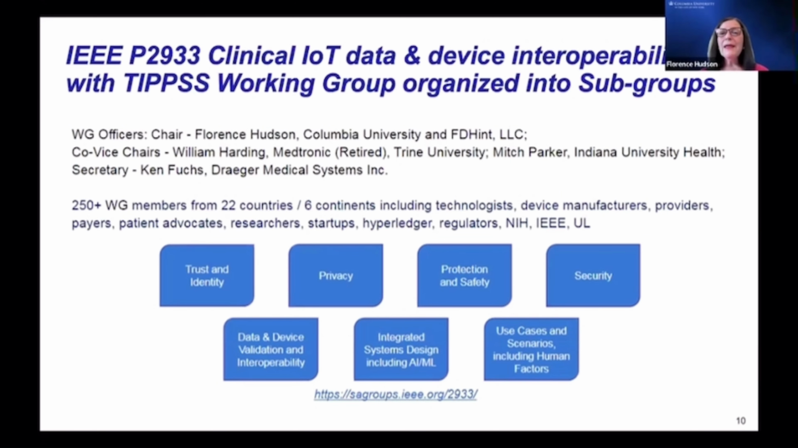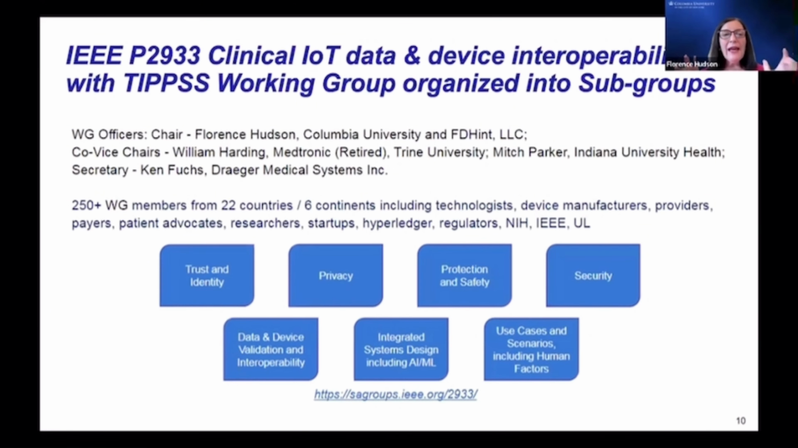So the manufacturers and the deployers, both ends of the spectrum. And then our secretary for the working group is Ken Fuchs from Draeger Medical Systems. So once again, all the way in. And actually he leads the 1107D3 working group. So we have all these humans across 22 countries, including technologists, device manufacturers, providers, payers, NIH, IEEE, underwriters, laboratories.